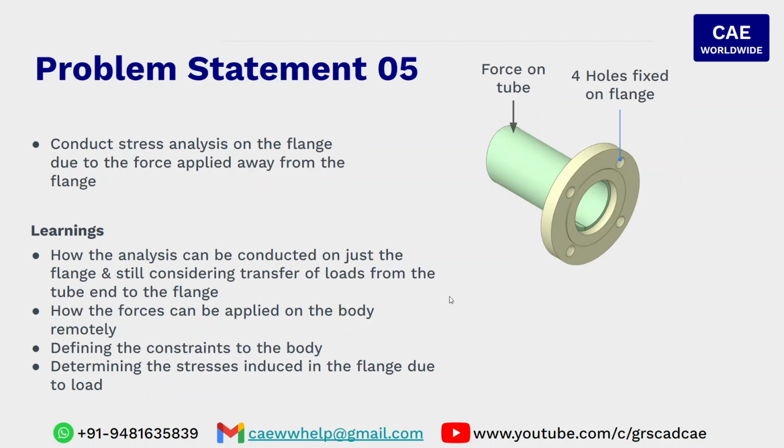Moving on. On the right hand side, we can see that there are 2 bodies. One is a hollow tube, another is a flange with 4 holes. In the flange, a tube is inserted, and on the tube at a certain distance a force is applied, and the flange is fixed at these 4 mounting locations. The problem statement reads like this: conduct a stress analysis on the flange due to the force applied away from the flange.